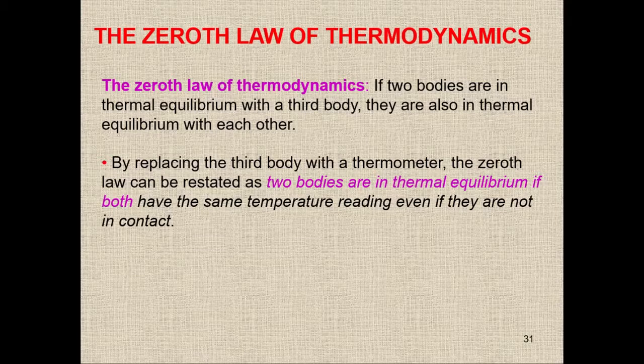So we have a body which is myself, body A, we have the thermometer which is body B, and we have another body which is body C. If the thermometer is showing the same reading for me and the other body, it means the temperature of my body and the other body is the same. So by replacing the third body with a thermometer, the zeroth law can be restated as: two bodies are in thermal equilibrium if both have the same temperature reading, even if they are not in contact. My body and the other body are not in contact, but because the thermometer is showing the same reading, we have the same temperature.